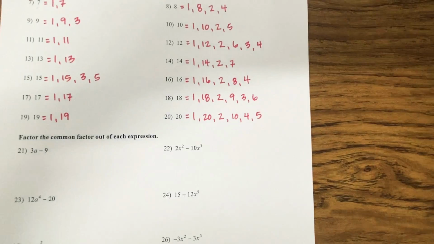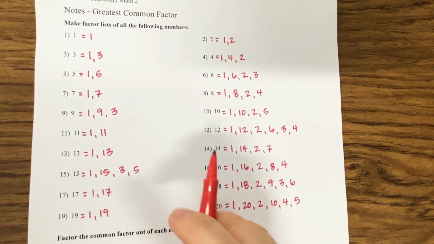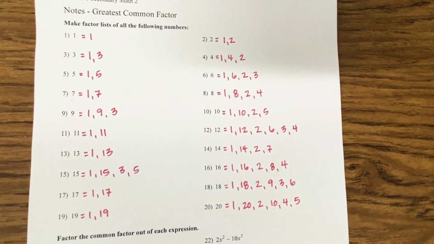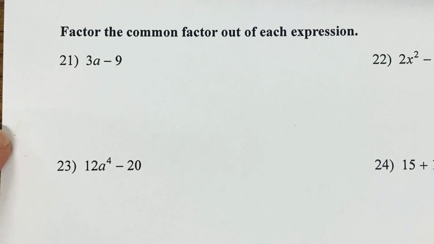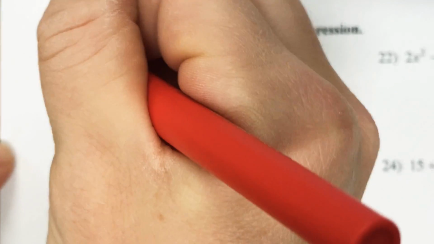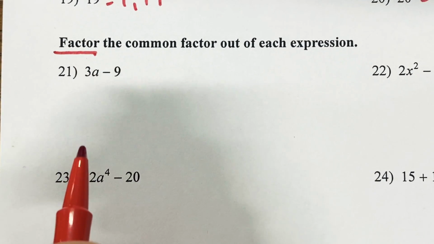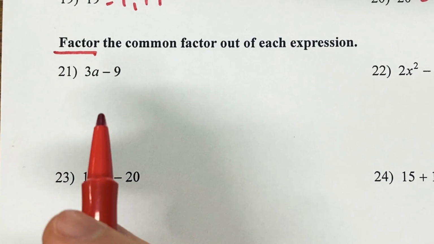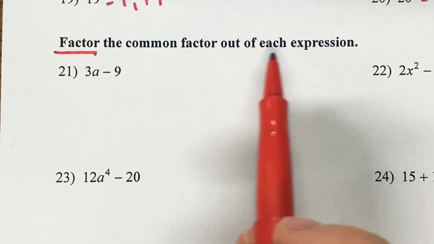Okay, so for 1 through 20, we listed all the factors of those numbers, all the numbers that can be multiplied to give us those numbers, right? Perfect. So now what we're going to do is we're actually going to do what's called factoring. Let me just tell you right now that it takes a lot of practice. So if you're not understanding this after today, you are probably not the only one, and that is totally normal, okay? So we're going to factor the common factor out of each expression.